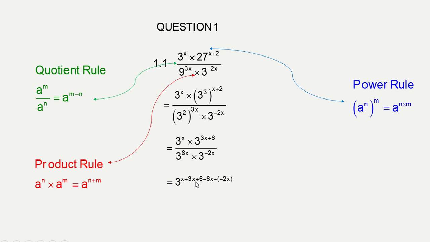So x plus 3x plus 6 because you are multiplying here, minus 6 because you are dividing, and minus 2x because you are dividing. If you simplify, this will give you 3 exponent 6, which is 729.